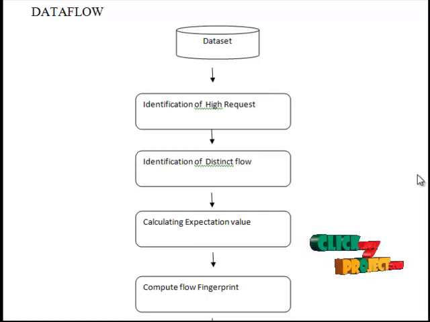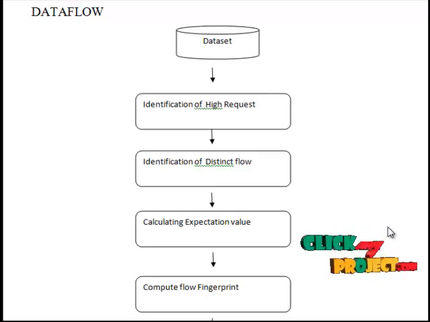Then comes identification of the highest requests. In this step, we identify the highest requests forwarded to the same destination within a one minute window. From those requests, we identify the distinct flows, that is, how the sender sends the requests. For each distinct flow, we identify the number of requests to the same destination URL.